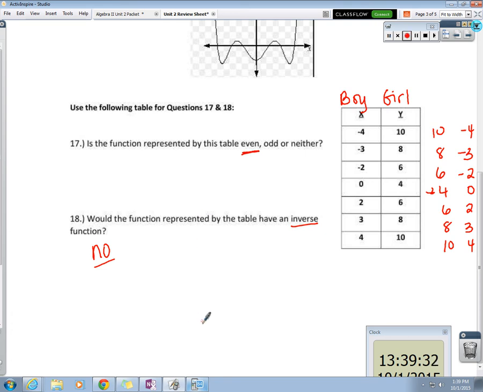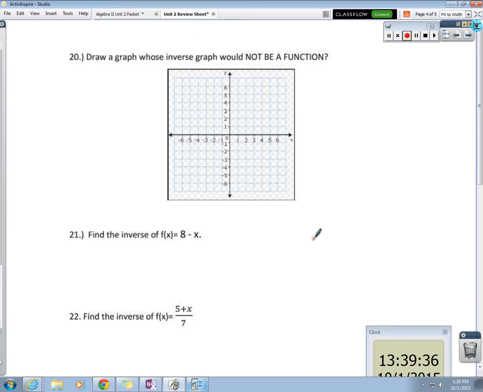Okay, can I go to the next page? All right, number 20. Draw a graph whose inverse graph would not be a function. Okay, we did a lot of these yesterday. What kind of graph could I put on there where if you did the inverse of it, the inverse would no longer be a function?